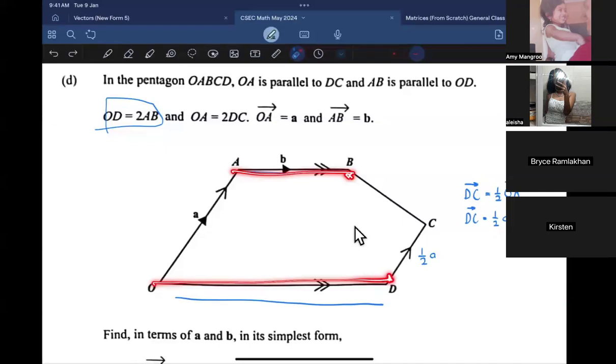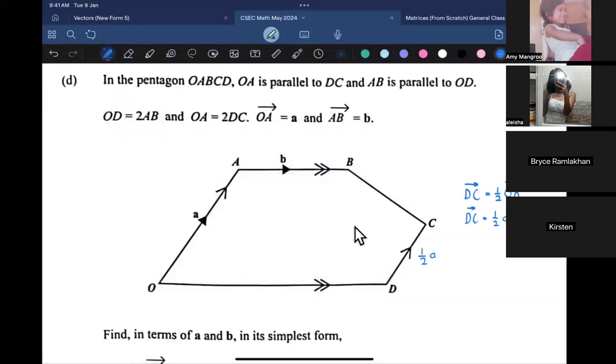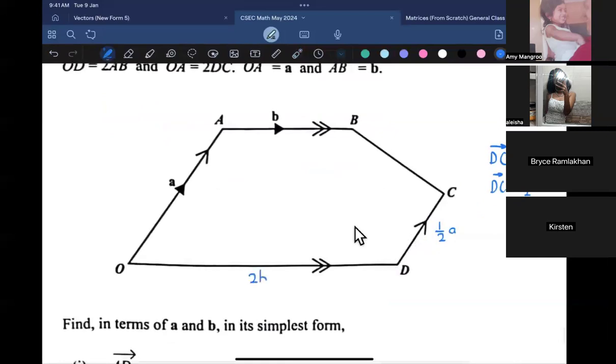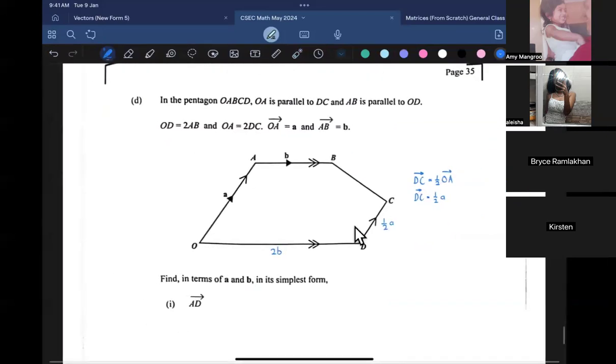But what do we call vector AB? Check it in the question. What do we call vector AB? Check it out here. The question is saying that vector AB is B. Correct. So I would call this vector what? Two B. Yes, that's it there. So finding that was easy. So OD is just two B. Lovely.